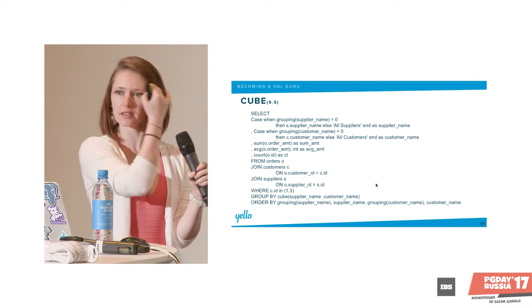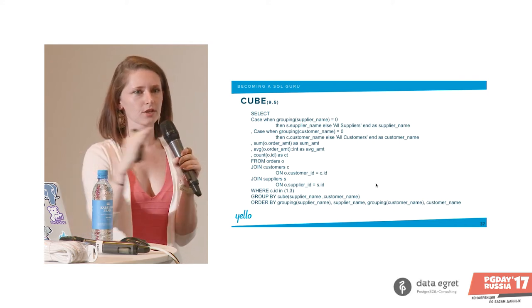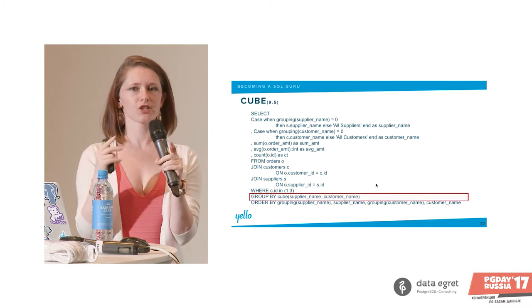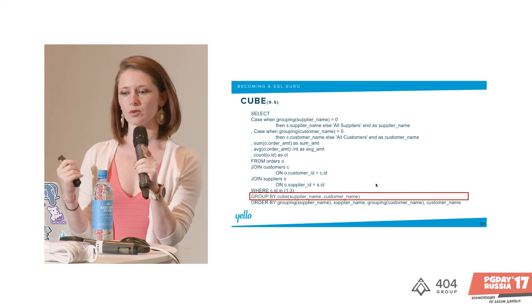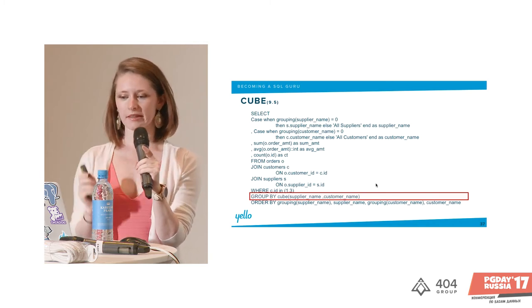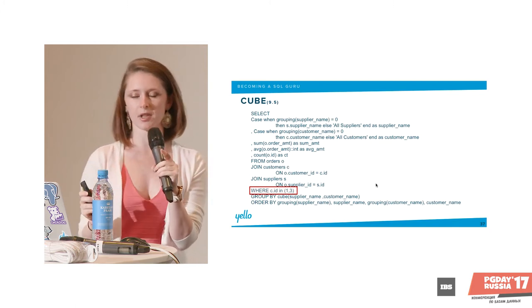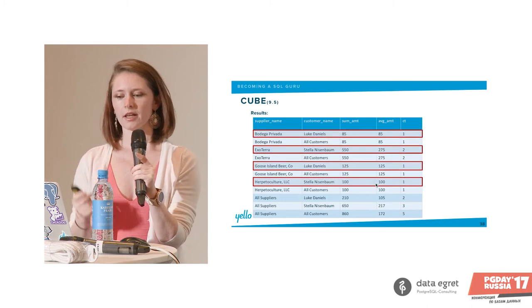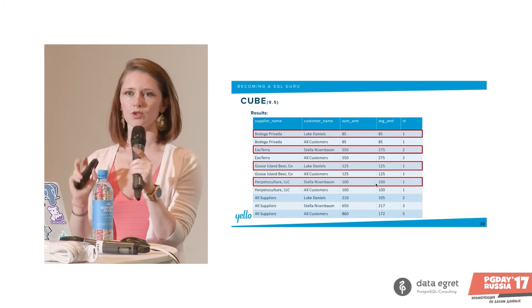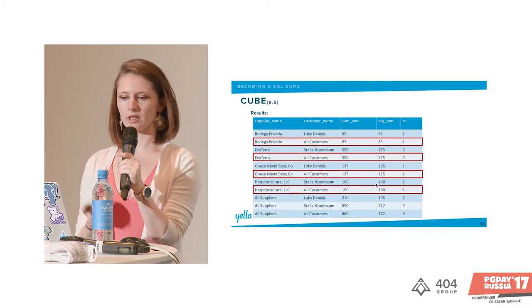So cube is similar to roll up, but rather than going in a one-directional hierarchy, it actually goes in every single direction possible within your set of attributes. So, in this case, I limited my options to just have the supplier name and the customer name, again, for the sake of space. And I also limited it to two specific customer IDs. So now we get something like this.